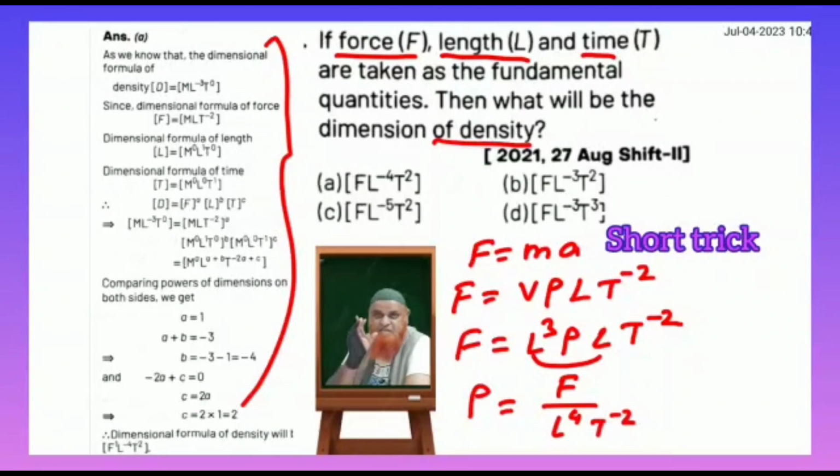That's it. So density you take at one place, remaining you transfer below force. So finally density is equal to F L power minus 4 T square. See how amazing this trick is.